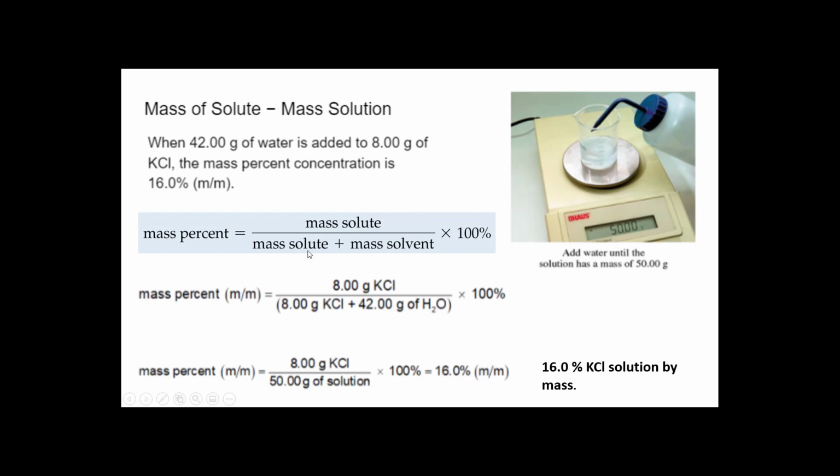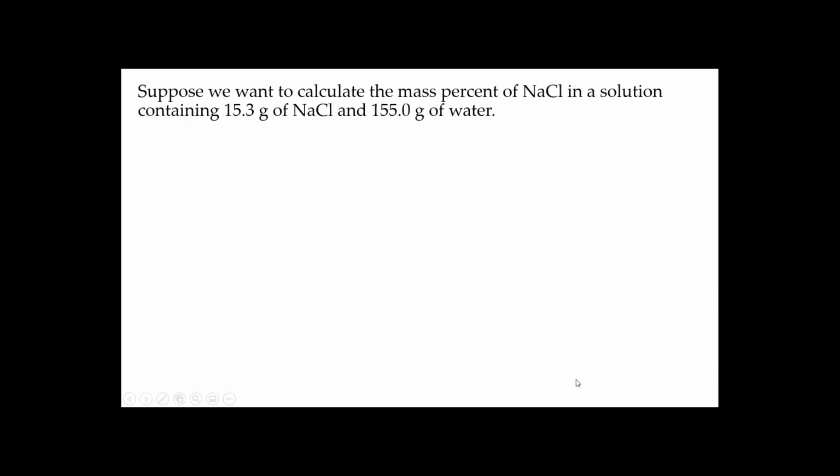Your solution is the solute plus the solvent. So you have to add these together. That makes 50 grams of solution. And then we divide that, and times it by 100, and it gives us 16%. So this is 16% potassium chloride solution by mass. It's a pretty simple one. A few of these are a little easy, and then it gets into a little bit more intense.